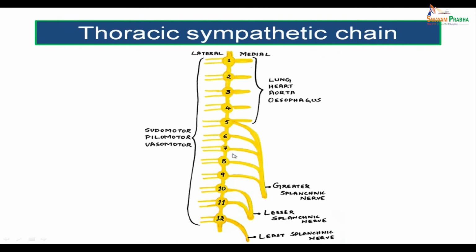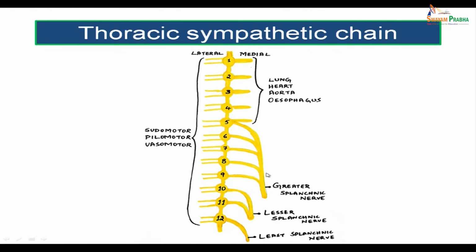The lower 8 thoracic sympathetic ganglia, from T5 to T12, are going to give medial branches which are carrying preganglionic fibers, because the ganglia for the postganglionic fibers will be present very close to the viscera. These branches will get united to form the splanchnic nerves because they are going to supply the viscera. The greater splanchnic nerve will carry fibers from T5 to T9. The lesser splanchnic nerve will carry fibers from T10 and T11, and the least splanchnic nerve will carry fibers from T12.